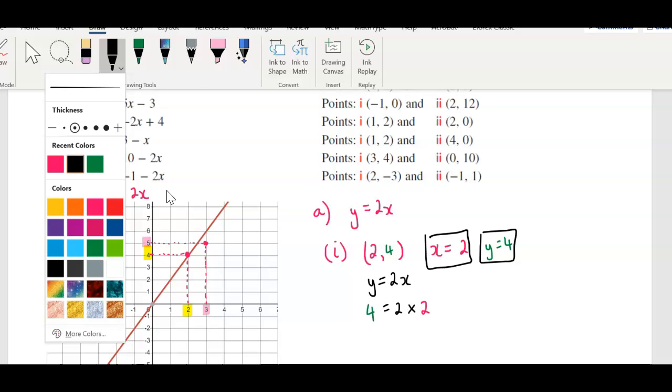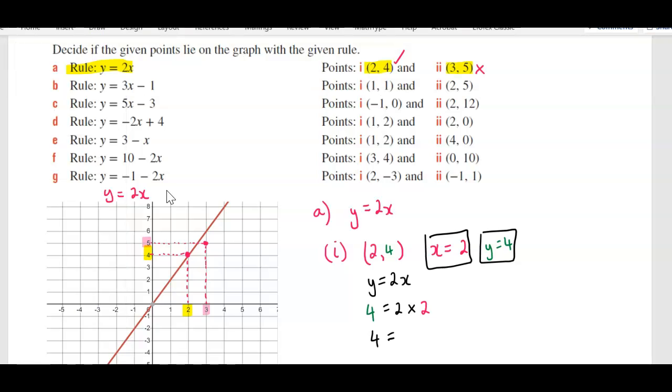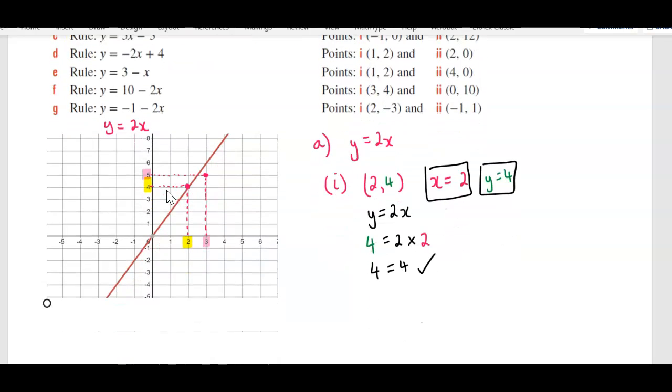Next one I'm not going to do 2 different colors. So 4 equals 2 times 2, which is also 4. So if your left-hand side equals your right-hand side, they're on the line. All right, let's have a look at the other point.